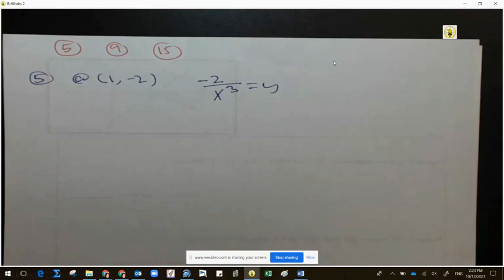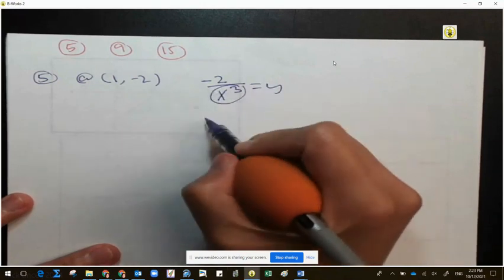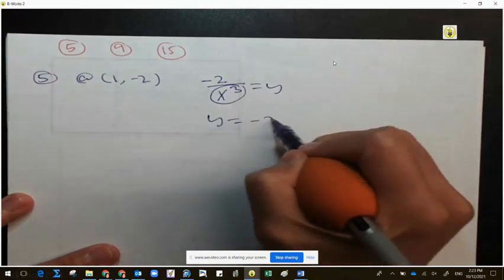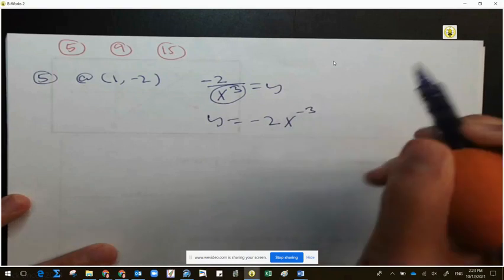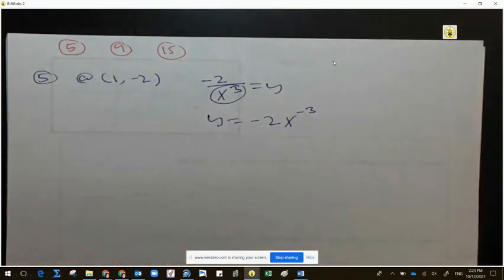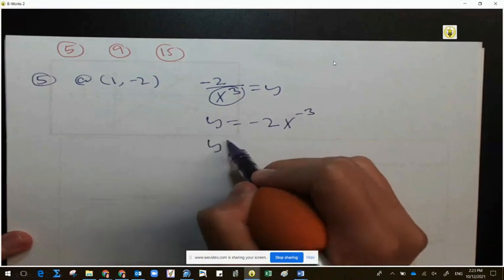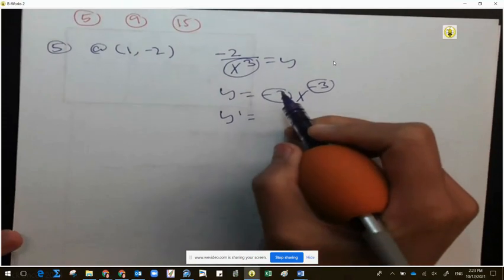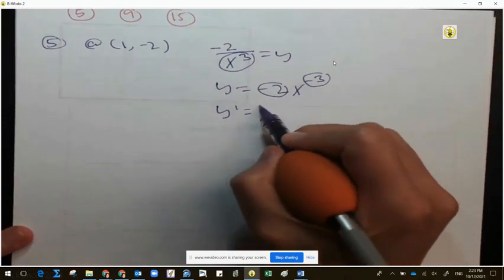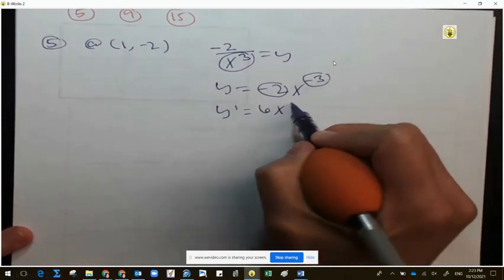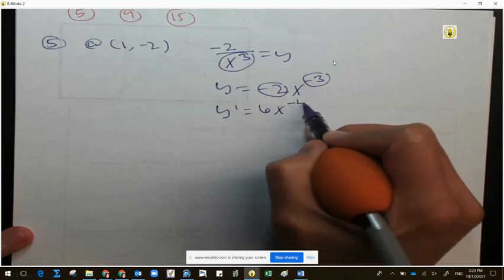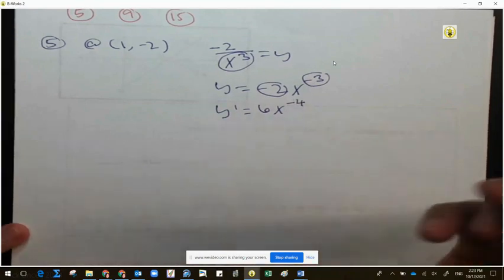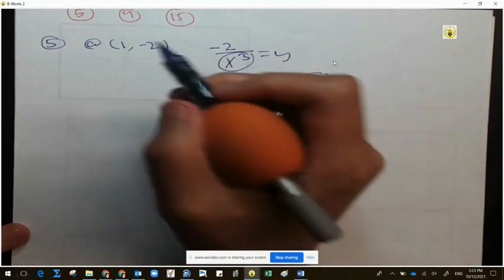Now, before I do anything, let's go ahead and make this friendlier. Let's bring this to the numerator. So I have y is equal to negative 2x to the negative third. So now let's find the derivative. If I find the derivative of this, what do I do with the power and the coefficient? We multiply and we get how many? 6. And it's 1 less the power is how many? Negative 4. And now I need to figure out what's going to happen when I plug in the values.